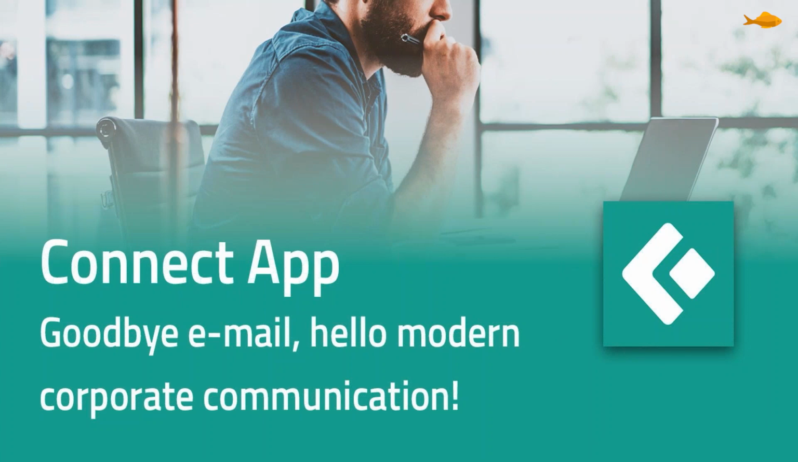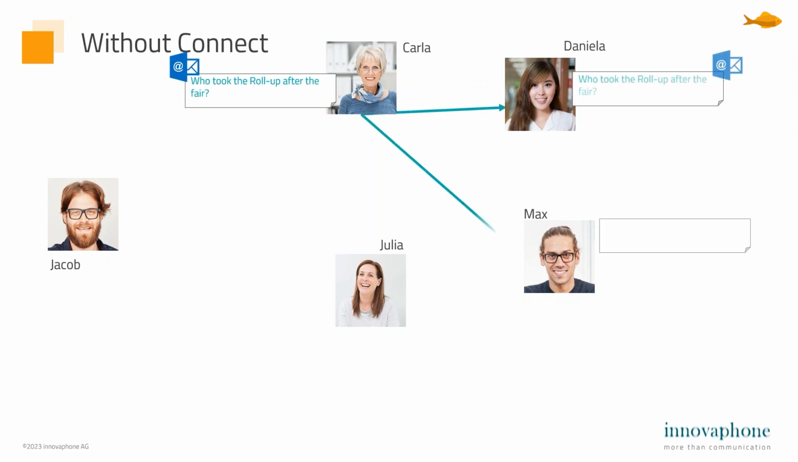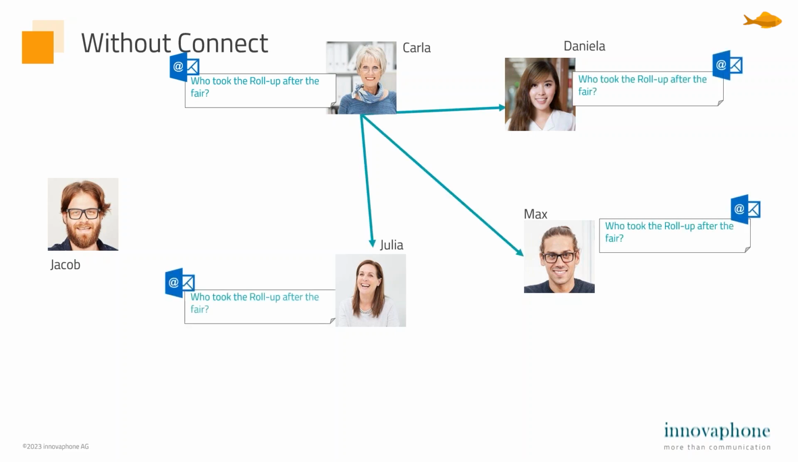But let me give you an example of why we want to get rid of email and why we believe that communicating with our Connect app is a much, much better solution. How are people communicating via email? Let's have a look at this example here. Carla is writing an email to Daniela, Max, and Julia asking who took the roll-up after the fair.